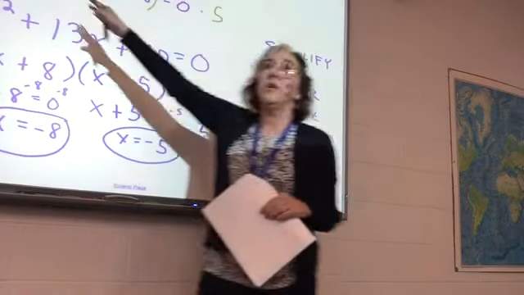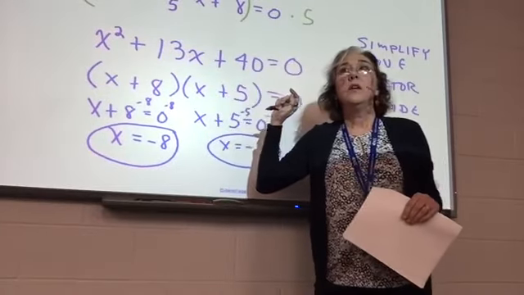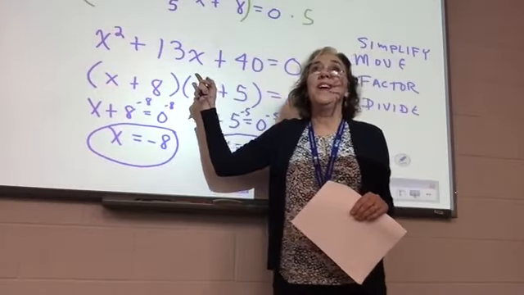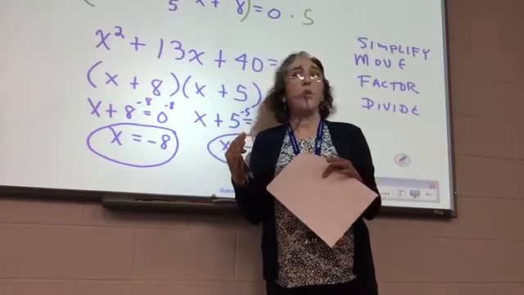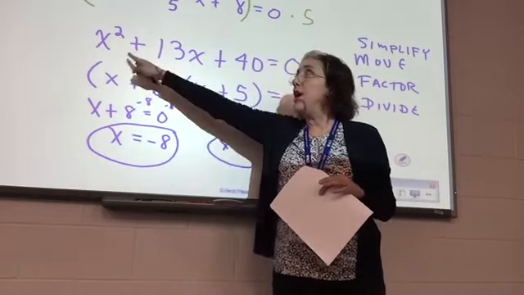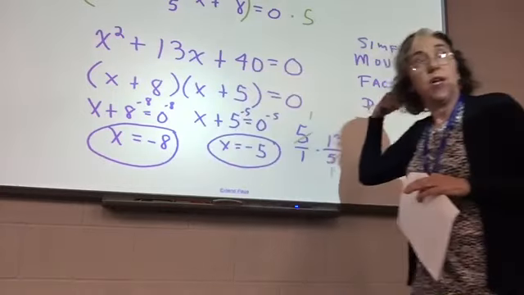Well, this one had 3 terms. Could we have used square root method? No. Why? Because it has 3 terms. Yes. You're only going to use square root method when you can isolate a square, right? We could not isolate this square. We'd have a variable on the other side. That's the key.